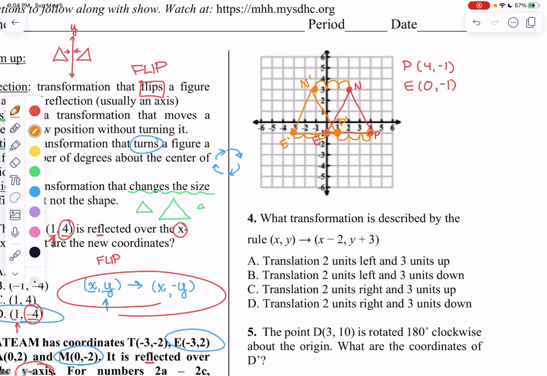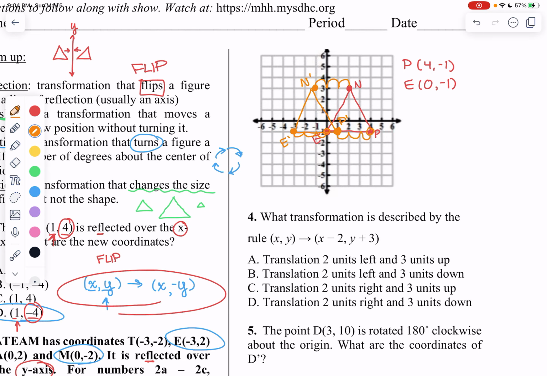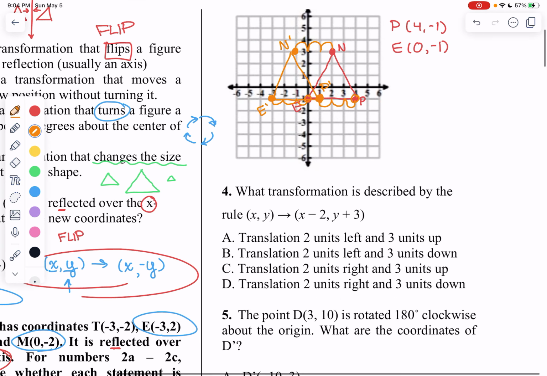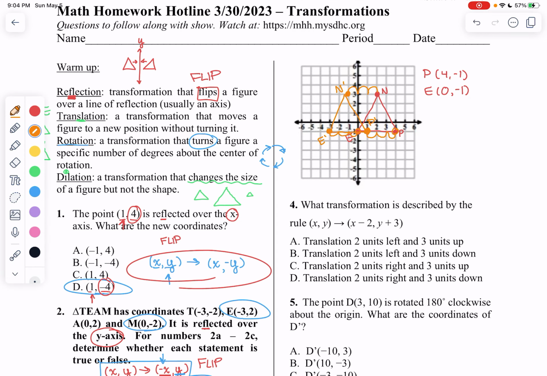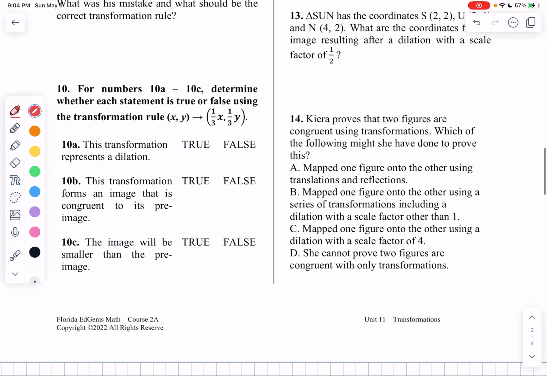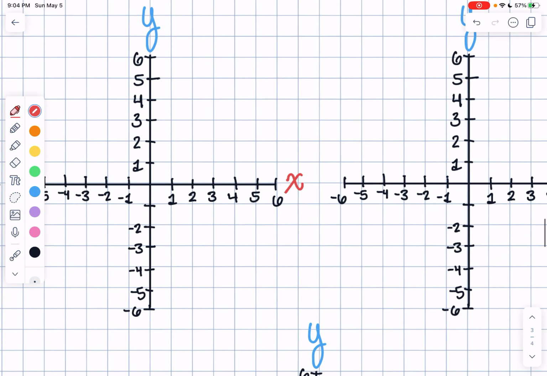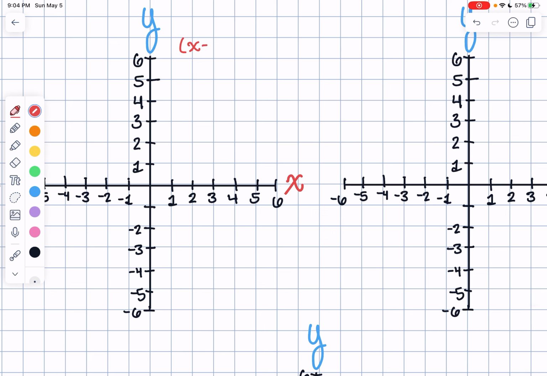Number 4, what transformation is described by the rules (x, y) becomes (x minus 2, y plus 3)? Okay, this is one that I want to show us on the graph really quickly so we can remember what these kind of transformation rules, when I'm adding and subtracting to x and y, do to my points. So I'll remember x minus 2 and y plus 3 down here.